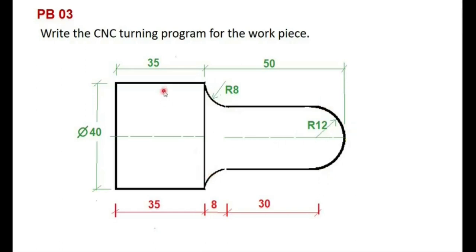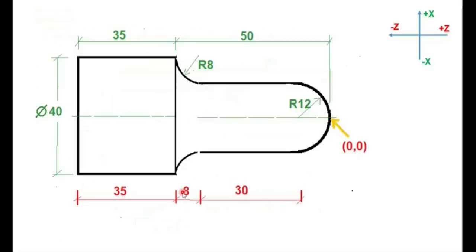Okay, so at this position we can hold it in a chuck, and then we have to define 0 0. That is very important. So this is my 0 0. Same, the tool will come from the top, so anything above is plus, minus, Z plus, Z minus. Okay, so how to start?